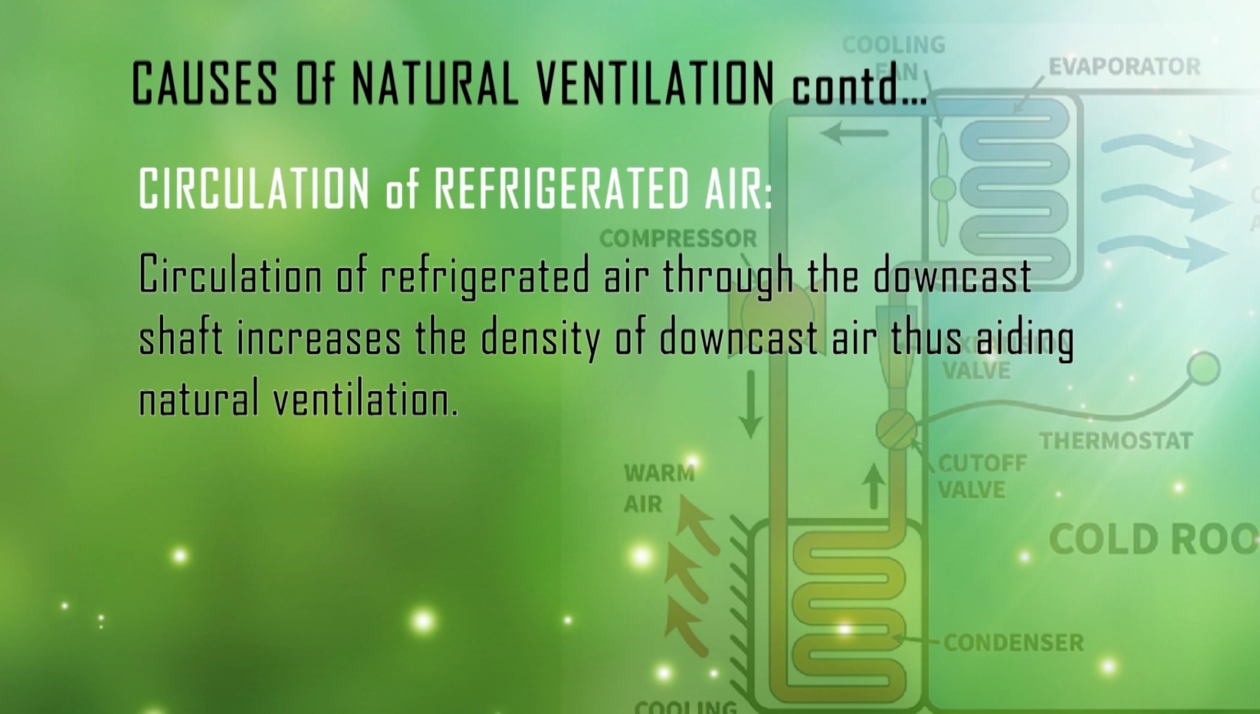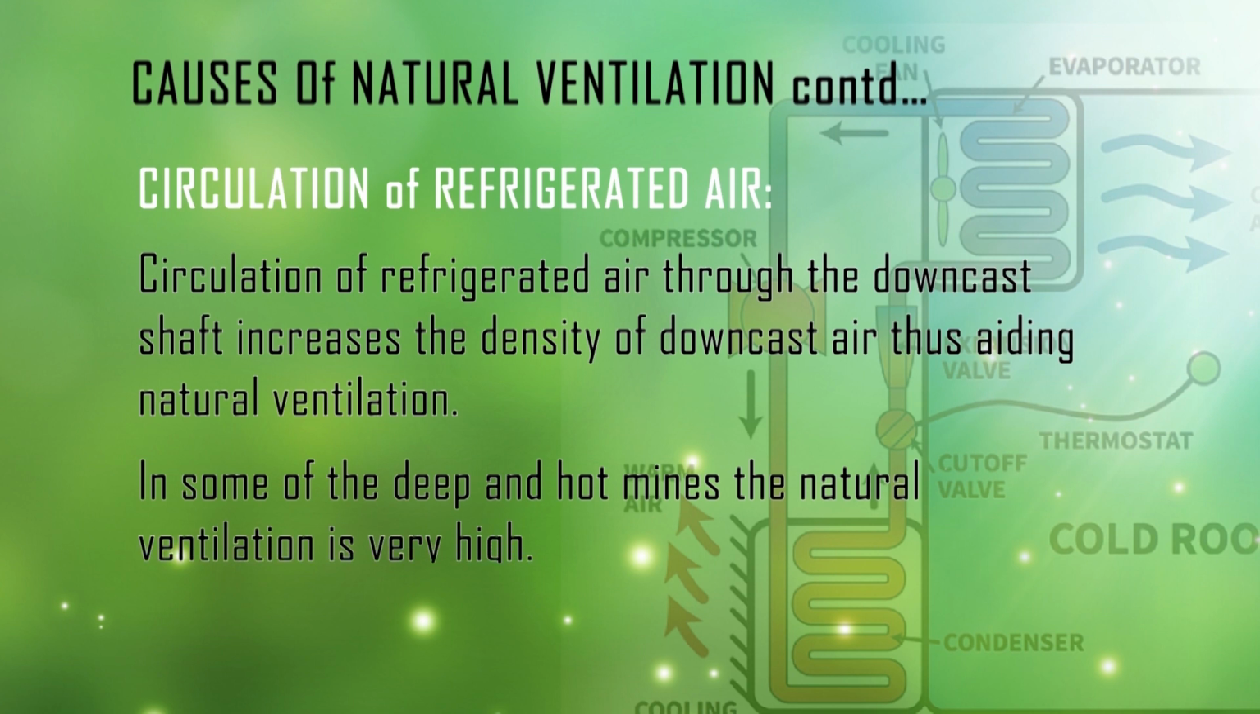In some of the deep and hot mines, the natural ventilation is very high, because the hot air has a tendency to move up and chooses a path through the upcast. If that movement is very high, it means the movement of intake air through the downcast shaft also becomes high.